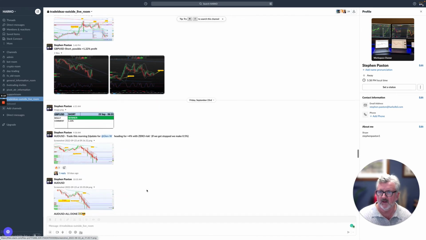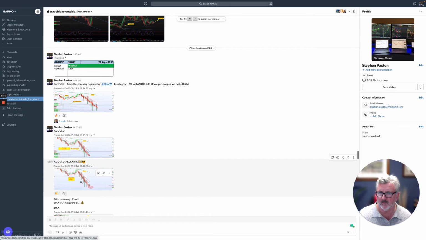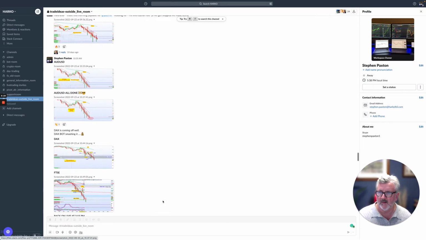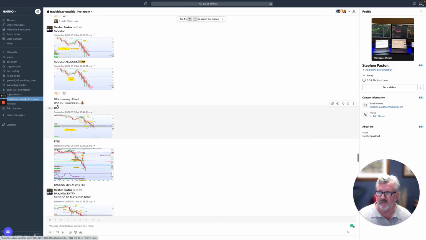Scampering along, I'll scamper along a little bit. These are some more that we did. Clean sweep, 4 from 4 on the Aussie USD, for instance, on there. What's that? DAX bot smashing it.